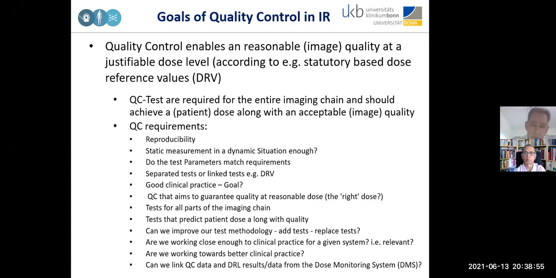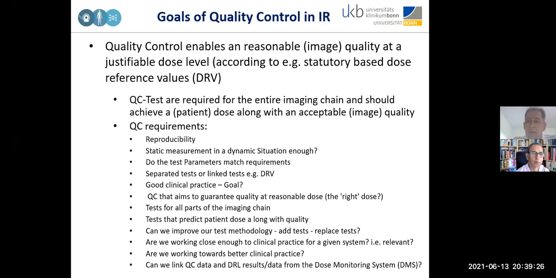Quality assurance should guarantee the quality at a reasonable dose. But what is the right dose? Again, I will show you some helpful guidelines which give you the right dose. An important part is that you have to test all. I would like to stress that all parts of the imaging chain should be tested, but you will find that not for all parts there exist some kind of reference levels.